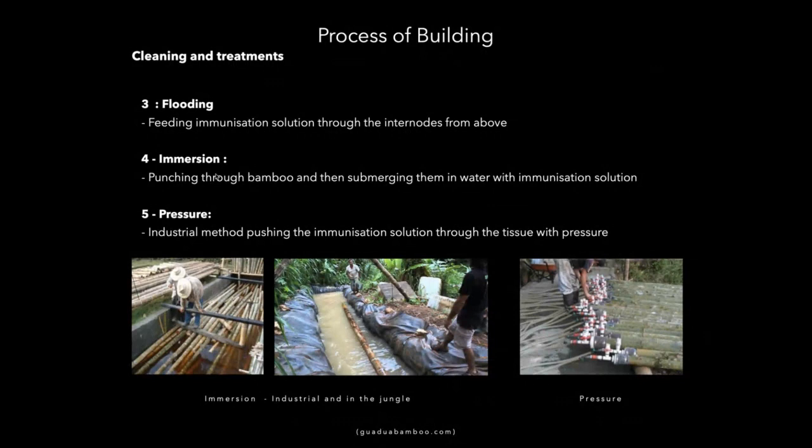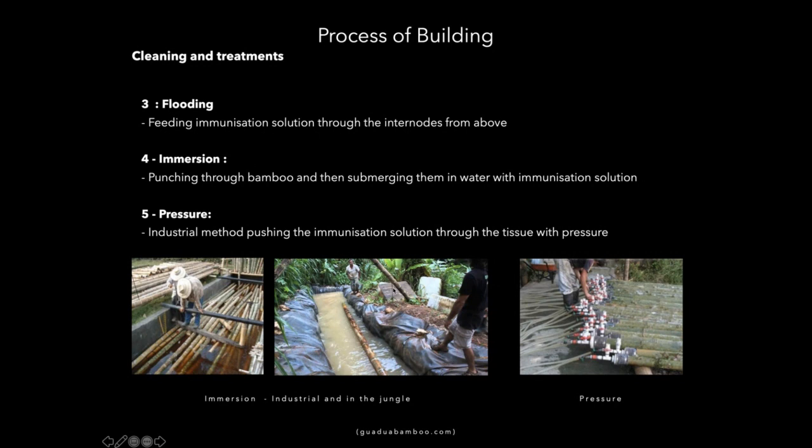So flooding is when you pour immunization liquid through the top, and then it goes through the center and sucks down to the bottom. And then you can put it in an immersion. So you punch a hole through the bamboo, you submerge it in water, and then you put the immunization solution in. Or a bit more technical for those who have bigger companies, they pressure push the immunization fluid through each and every individual bamboo. This is a bit more technical.